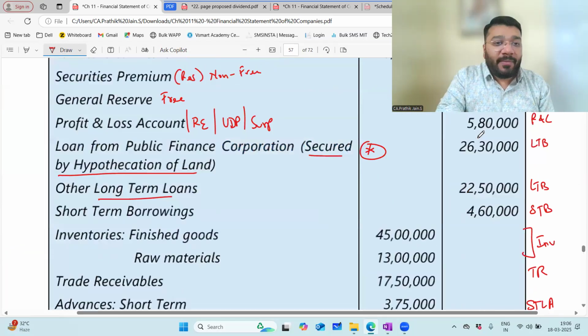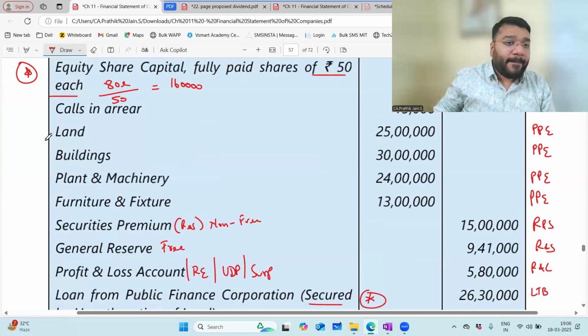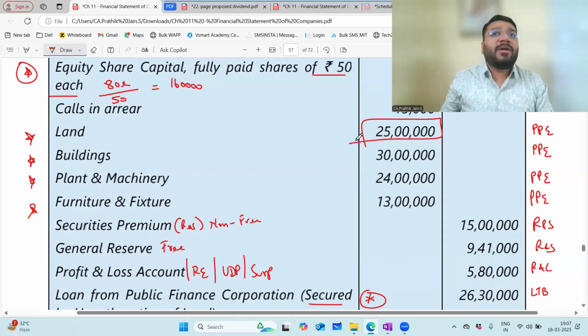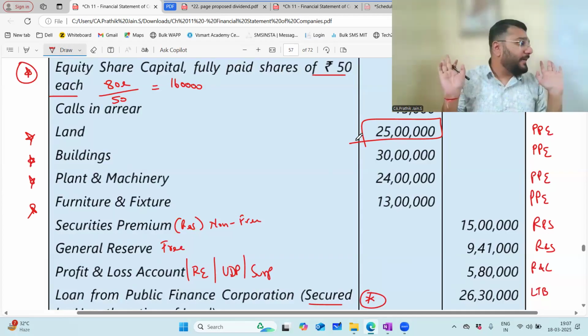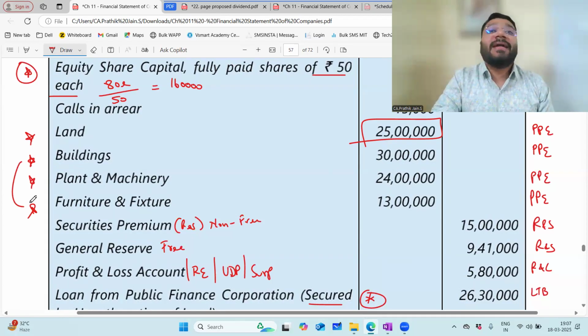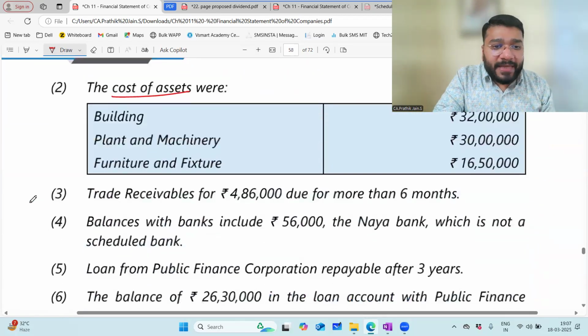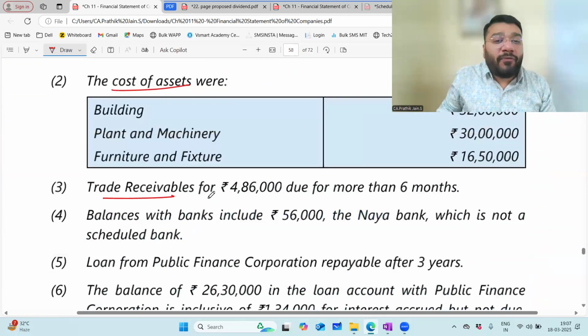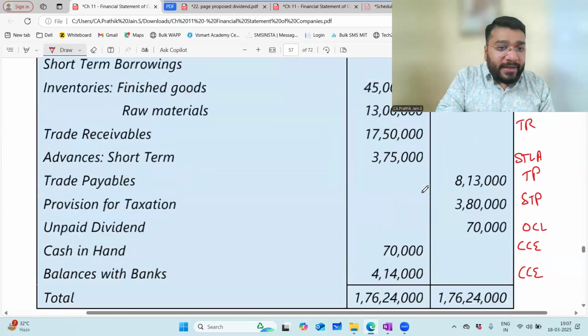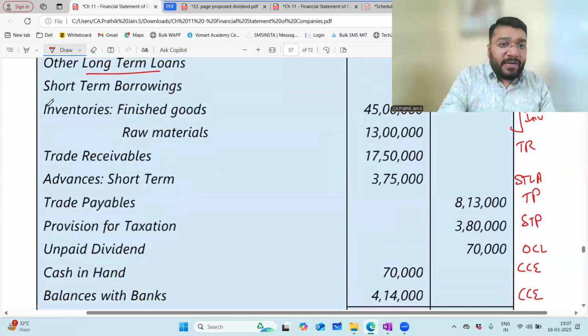Okay. So coming to land, building, plant, machinery, furniture, for land, it's a non-depreciable asset. So the block which is given at 25 lakh, gross and net both will be the same for land. Whereas for building, plant, machinery, furniture, the gross and net block will be different. Next, trade receivables of 4,86,000 due for more than 6 months. So ageing we have to do. So where is it? Trade receivable. Where?